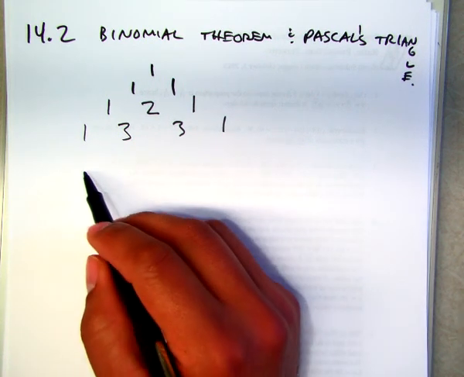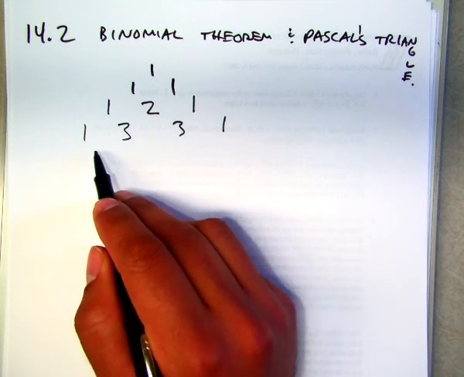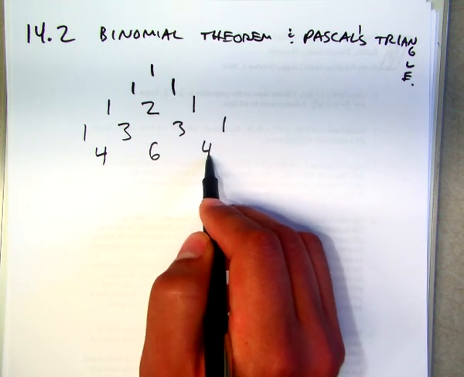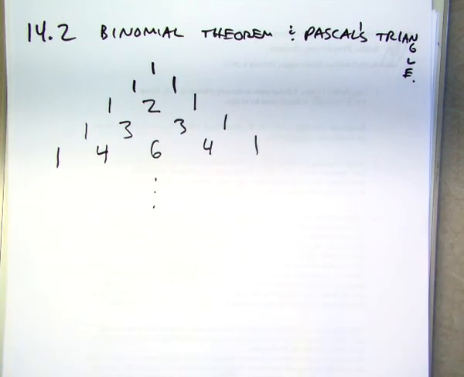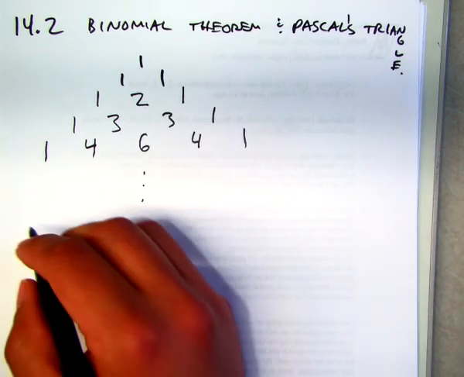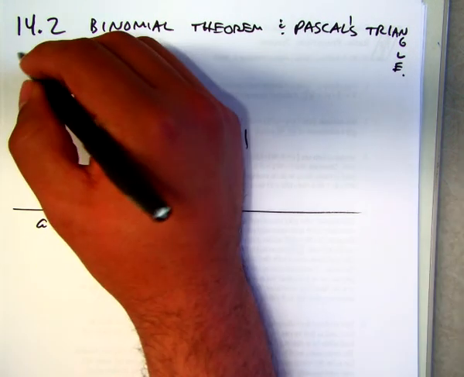So the next, I'll show you. The next row would be what? 4 here, 6, 4 with 1s on the outside. And it goes on forever and ever. Okay? Now here's what I would like for you to look at. So that's Pascal's triangle.